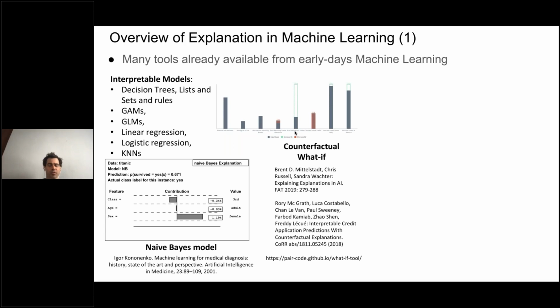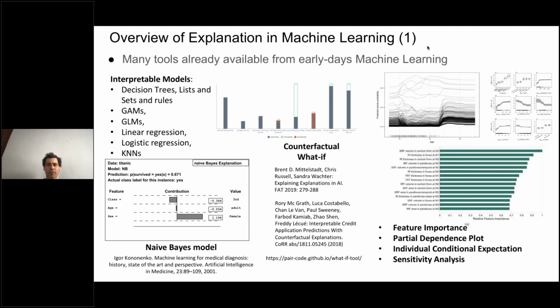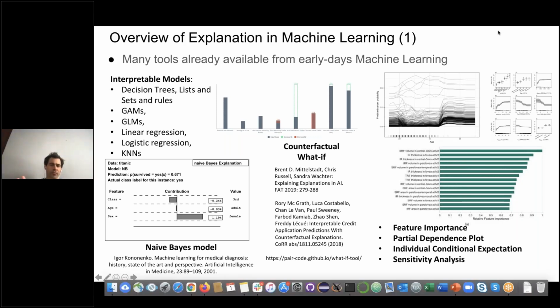Counterfactual, I'll go on that later, and feature importance, partial dependency plot, individual conditional expectations, and sensitivity analysis. So here again, if you need to remember one thing, it's on the left-hand side. You do have models which are what we call white box, so they don't really need complex debugging tools. They're just naturally designed for capturing which features are important by getting the weights, and you can easily use those models, and they usually work pretty nicely if the data you have is not so huge.